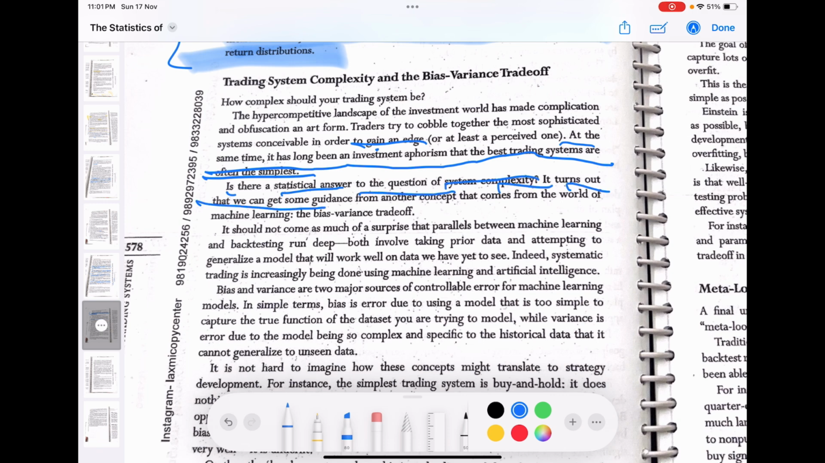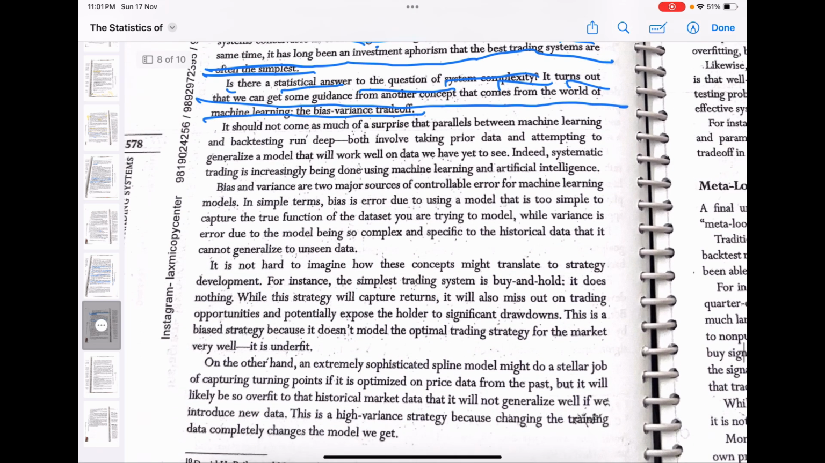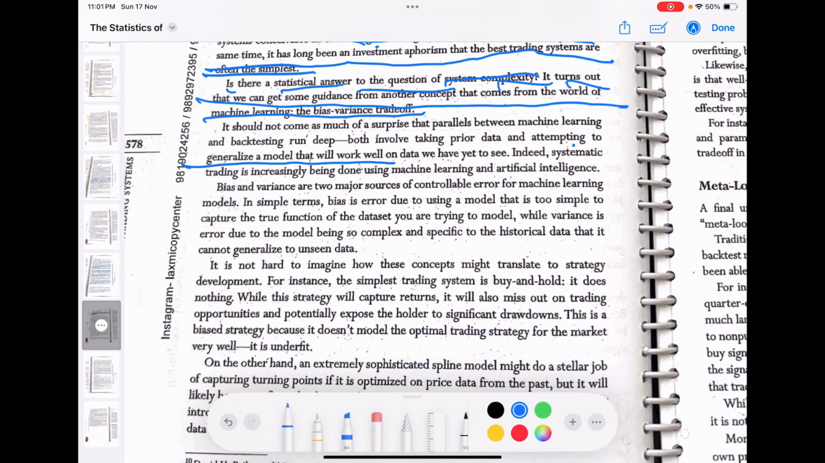It turns out that we can get some guidance from another concept that comes from the world of machine learning, the bias variance trade off. It should not come as much of a surprise that parallels between machine learning and backtesting run deep. Both involve taking prior data and attempting to generalize a model that will work on data we are yet to see. Systematic trading is increasingly done using machine learning, and a lot of AIs also do systematic trading, which is also known as bot trading nowadays.